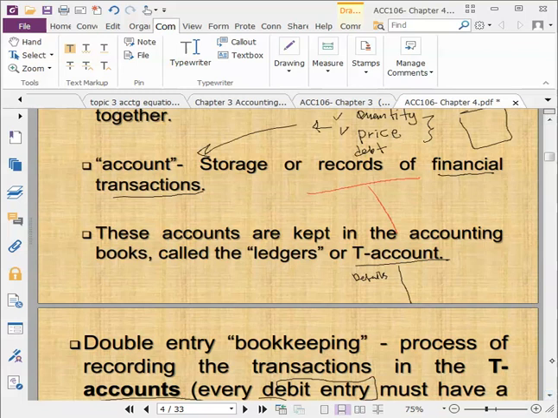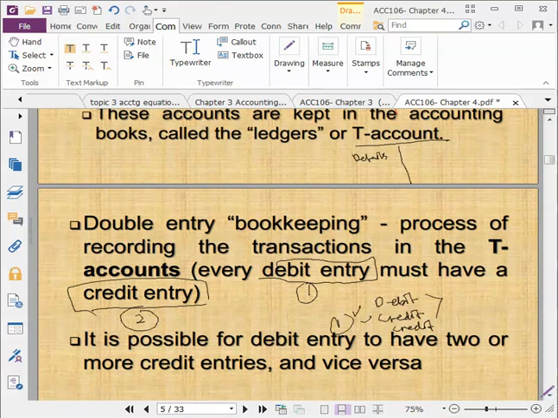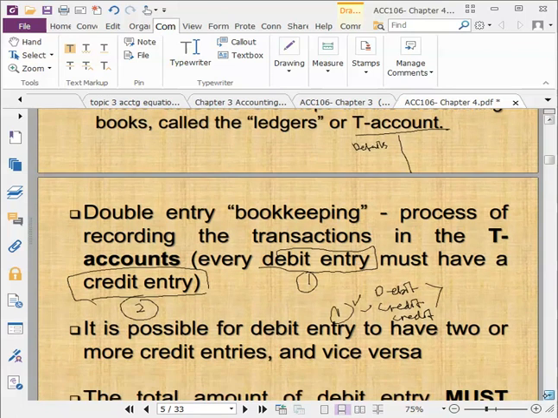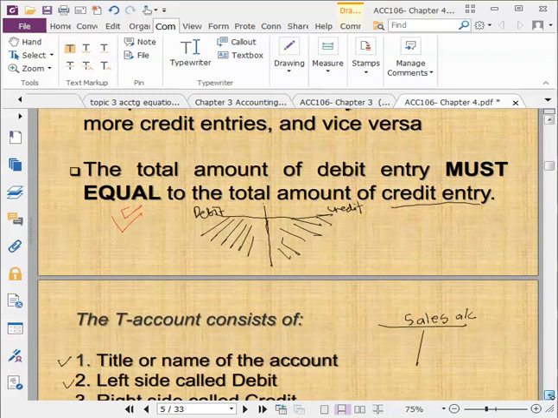Double entry bookkeeping is the process of recording the transaction in the T accounts. Every debit entry must have a credit entry. It is possible for a debit entry to have two or more credit entries and vice versa. The total amount of debit, this is the important one, and the total amount of credit in the T account must be equal. The debit side equals the credit side.